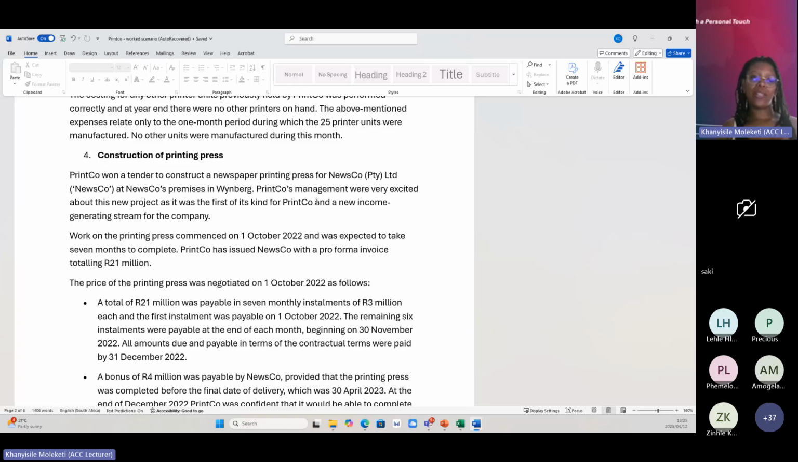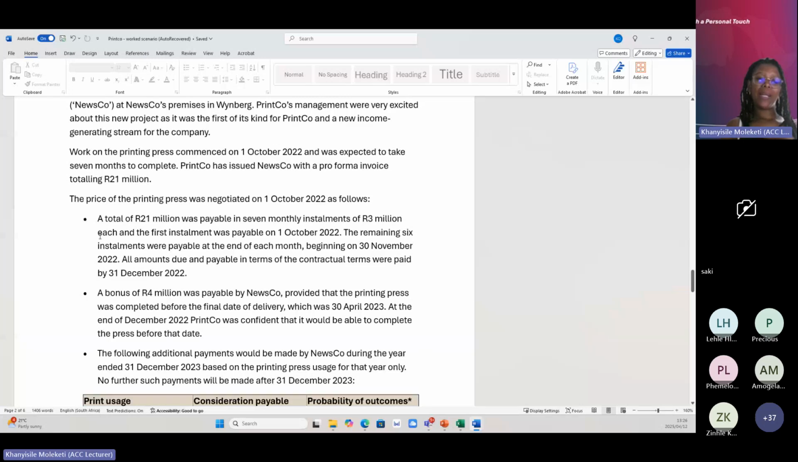Anyway, so we start this on 1 October 2022, and we expect it to take 7 months to complete. We're going to get 21 million in totality for this contract. And this 21 million is payable in 7 monthly installments.